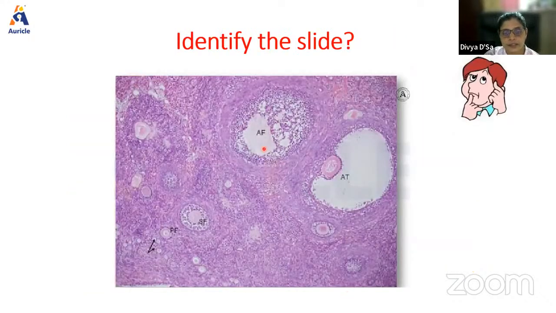Next, what are we seeing here? You can see there are different stages, there is a structure, then there is an interim. So when we see this, we have to identify it as ovary. Here these follicles are at different stages of development. Okay.